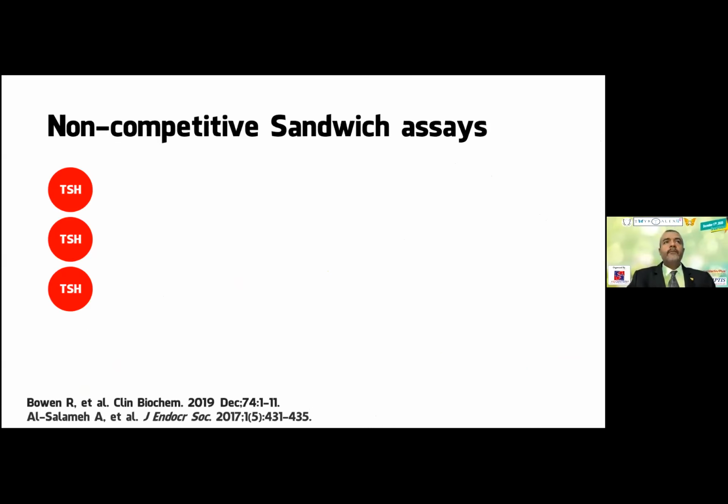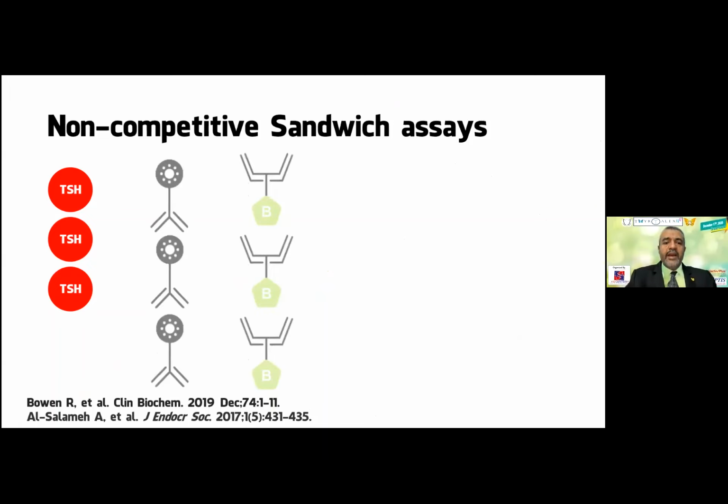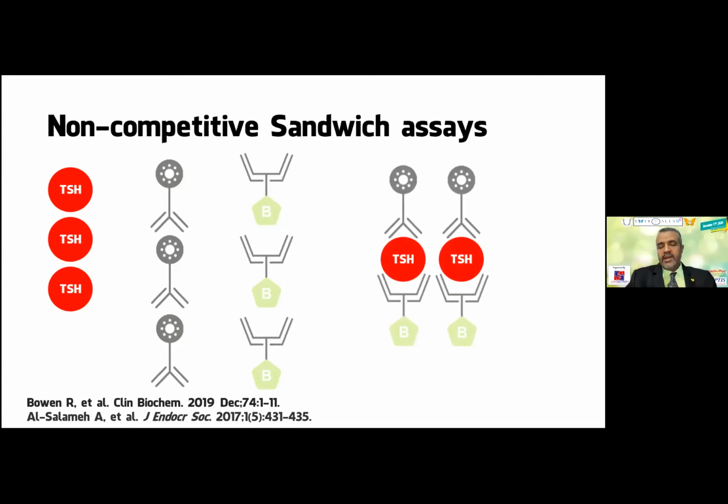First, we have 2 types of assays. The first is the non-competitive sandwich assay. An example of a sandwich assay is the TSH assay. So we have the analyte, the TSH. We add labeled antibodies specific for TSH, and we add biotinylated antibodies specific for TSH. These three will form sandwiches, as you can see.